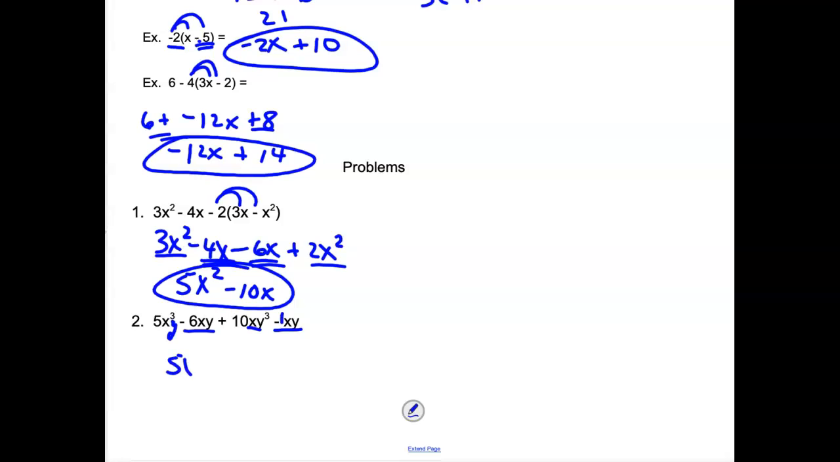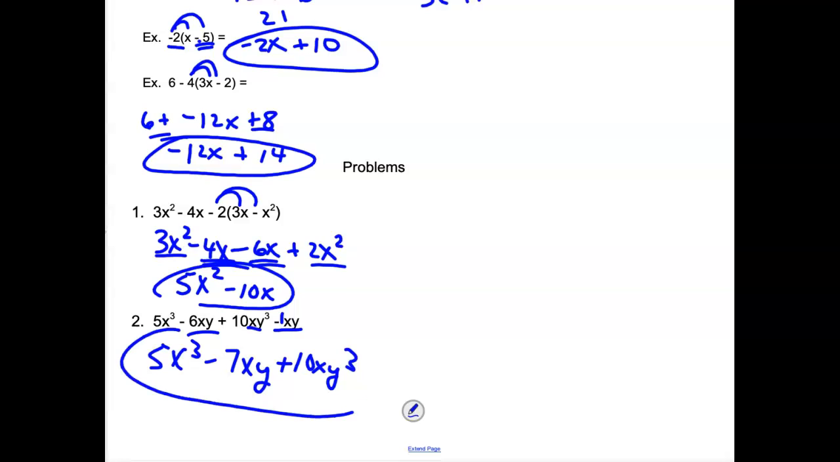So it'd be 5x to the third. I just said if there's a y there, there isn't. But it'd be 5x to the third. And minus 7xy, those go together to make negative 7, and plus 10xy to the third. I'm not too worried about order on that one, but that would be the order you'd see because the exponent for the x is biggest on the left and the exponent for the y is biggest on the right. So that's how it would normally look when presented to you.